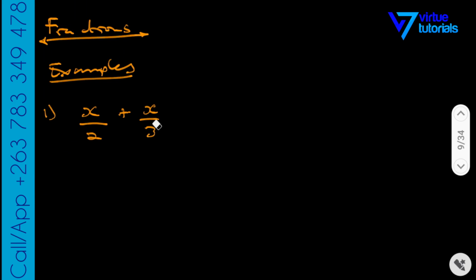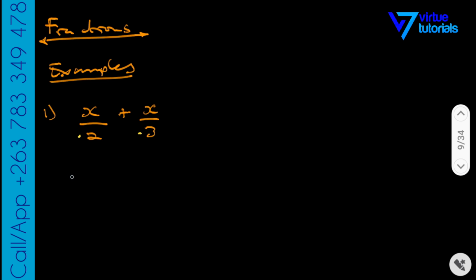Okay, so now let's look at fractions in our algebra. Whenever you add or subtract fractions, you need a common denominator, right? For this first fraction, our denominator is 2. For this second fraction, our denominator is 3. What we want is to have the same denominator, right? You cannot add or subtract two fractions with different denominators.